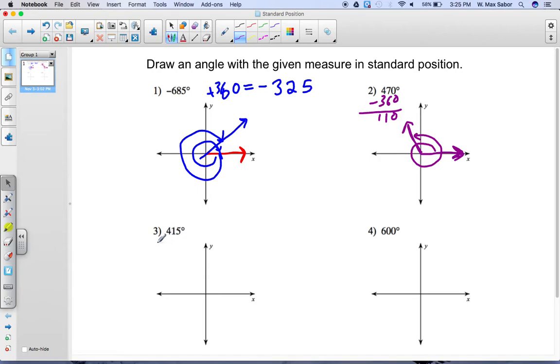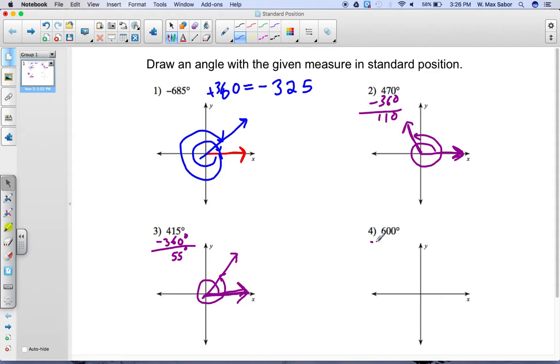415 degrees. I'm going to subtract 360 to get it closer to 0. And this would be what? 55 degrees? Yeah, 55 degrees. So because our original angle was positive, we're going to go around a whole rotation and then another 55. And it'll look like that with our initial side that's supposed to be on the positive x-axis.